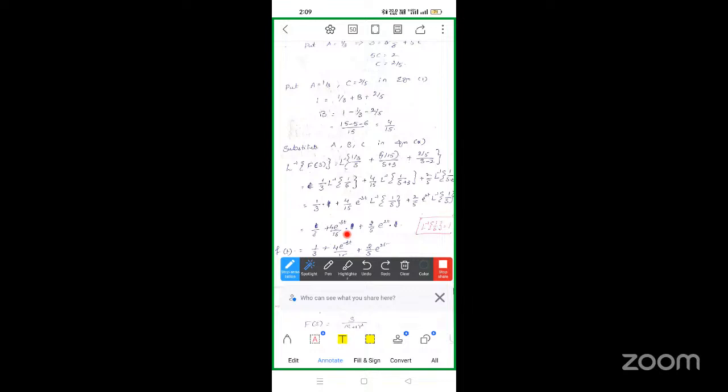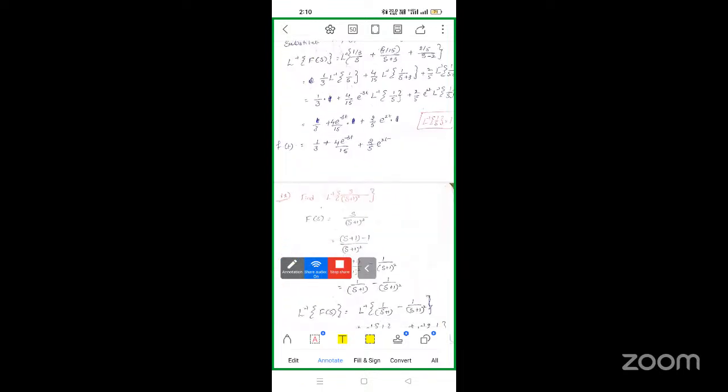Next, here also we can apply the first shifting theorem, 2 by 5 e power 2t, L inverse of 1 by S. So L inverse of 1 by S is always 1. Here also 1, here also 1, here also 1. So 1 by 3 plus 4 by 15 into e power minus 3t plus 2 by 5 into e power 2t. So this is the final answer.